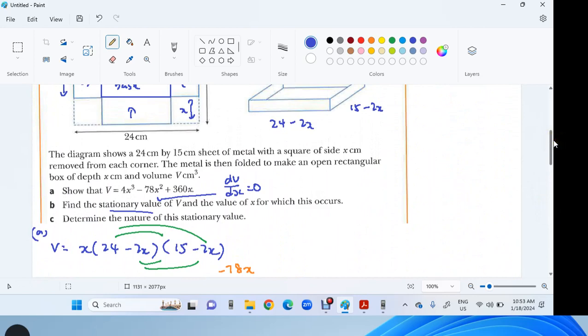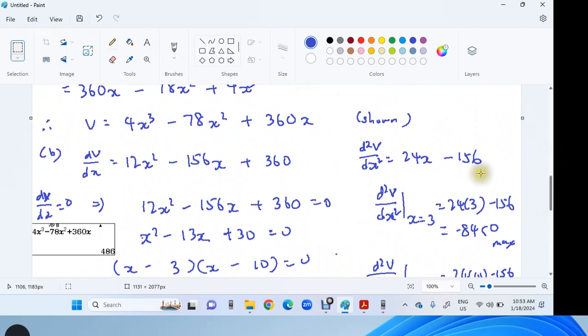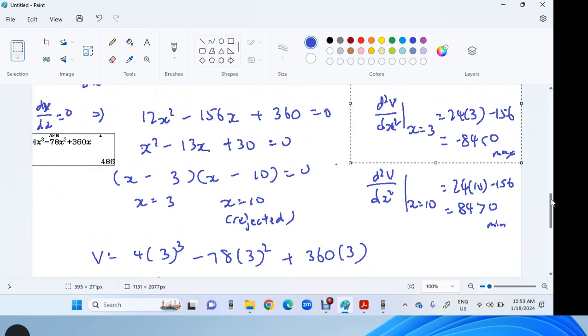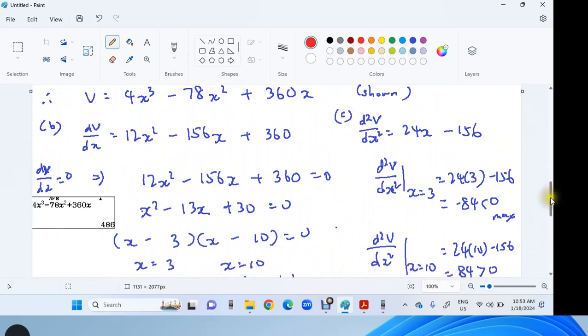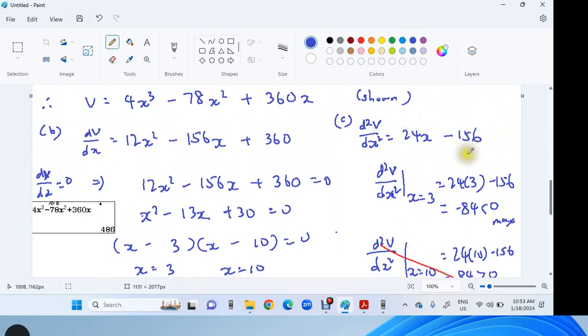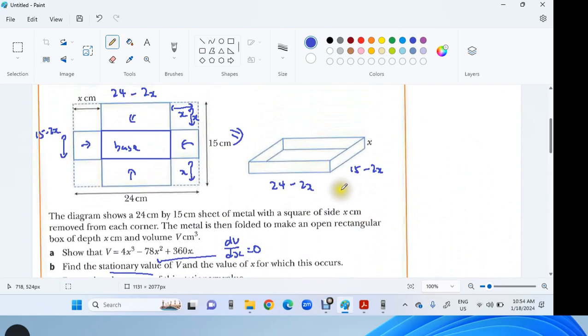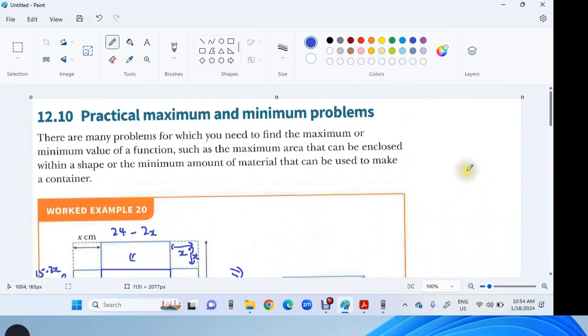Determine the nature of this stationary value. For this one, we actually should use the second derivative. So this will be part c, which is here. I no need to rewrite, and this one no need to write. The second derivative is negative 84, so this is the maximum volume. This is one of the application questions for the maximum and minimum problem.